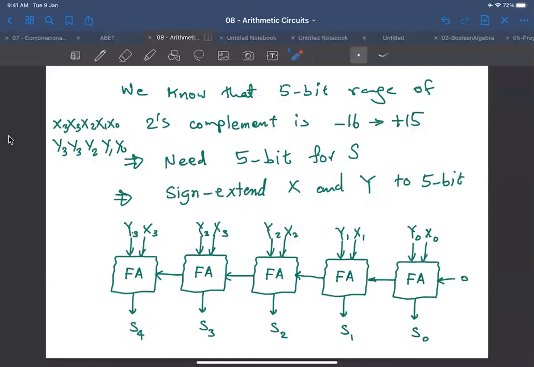Using this design, you can never get an overflow. This means that this carry out will always equal this carry out. You can basically prove this mathematically if you want to. Is this example clear? Yes. Okay, let's move on to the next example.